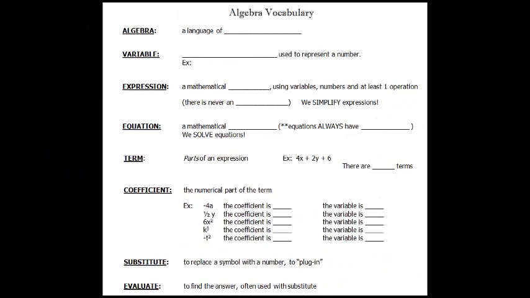We're on this page in your notes, and to get us started, we are going to do some vocabulary review and some learning of new vocabulary so we can all speak the same language. And algebra actually is a language. It is a language of math symbols. A variable is a symbol or letter used to represent a number.